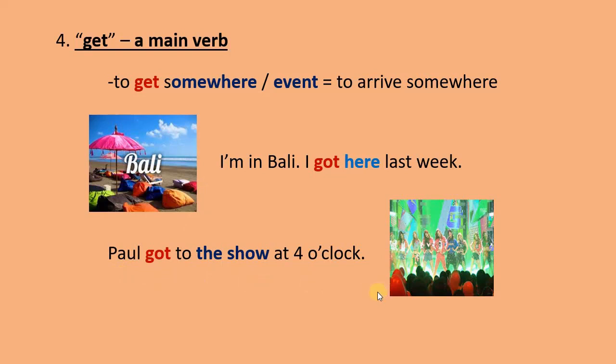So this means that Paul got to the show at 4 o'clock. Notice that in blue, to the show, this is somewhere, the destination of the event. If the destination is the word here or there, then there is no preposition. But if it's just for a normal place or an event, then we have the preposition. Okay?